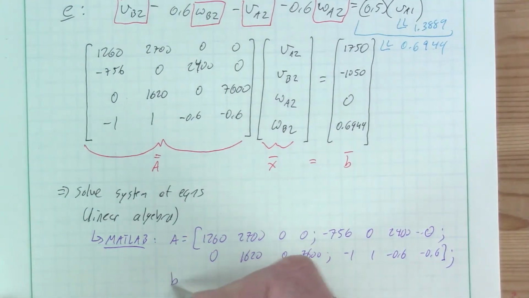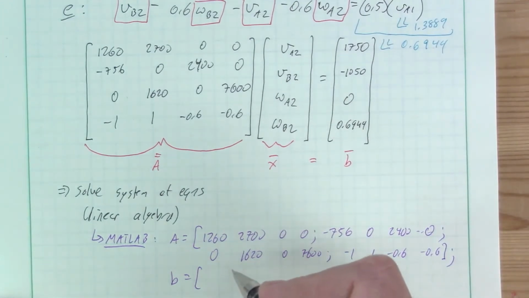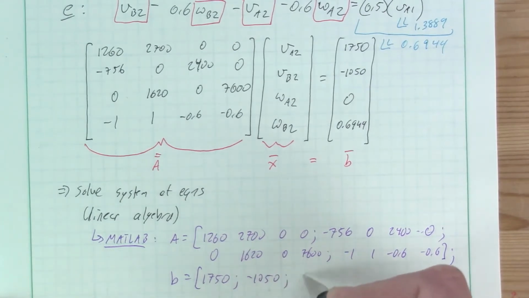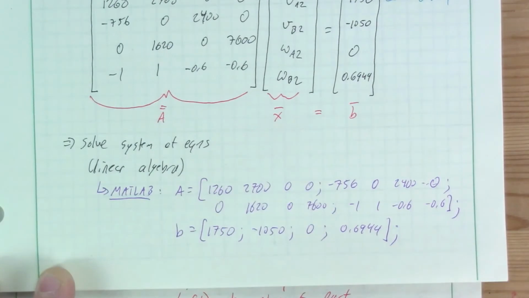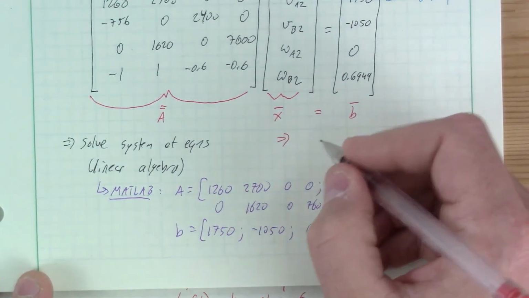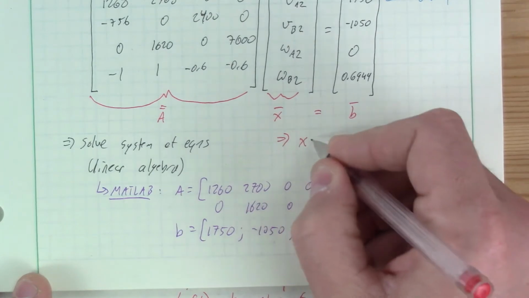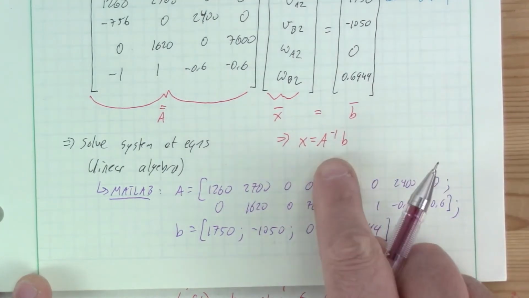We then define B. That needs to be a vertical vector, so that's going to be 1750, semicolon, to go to the new line. Negative 1050, semicolon, 0, semicolon, 0.6944. Suppress it, and then to get our answer, theoretically, we just need the vector that is the inverse of the matrix A times B.